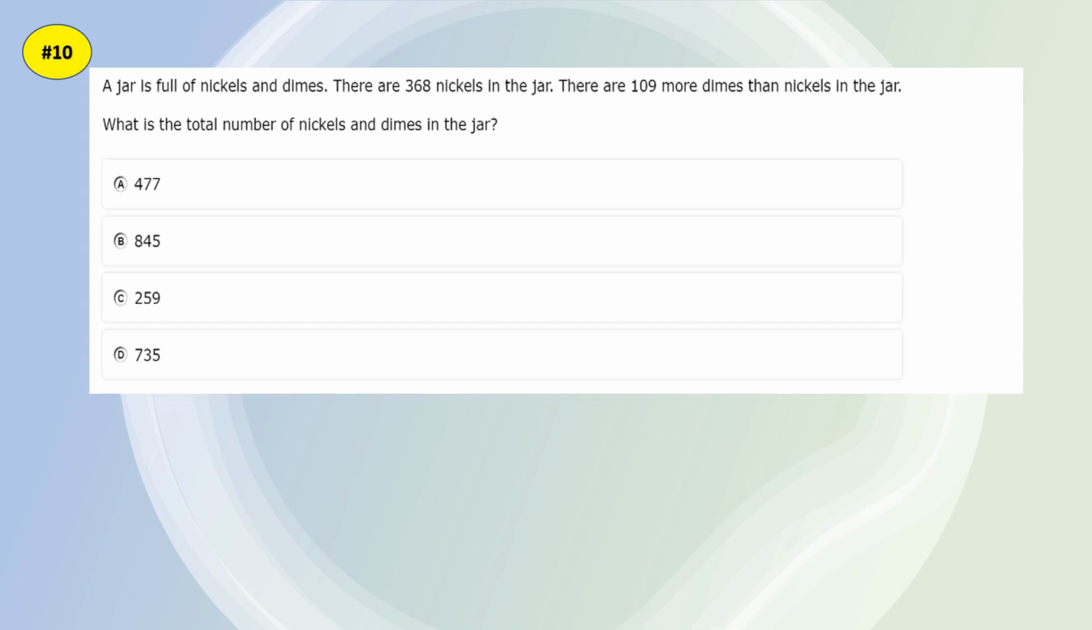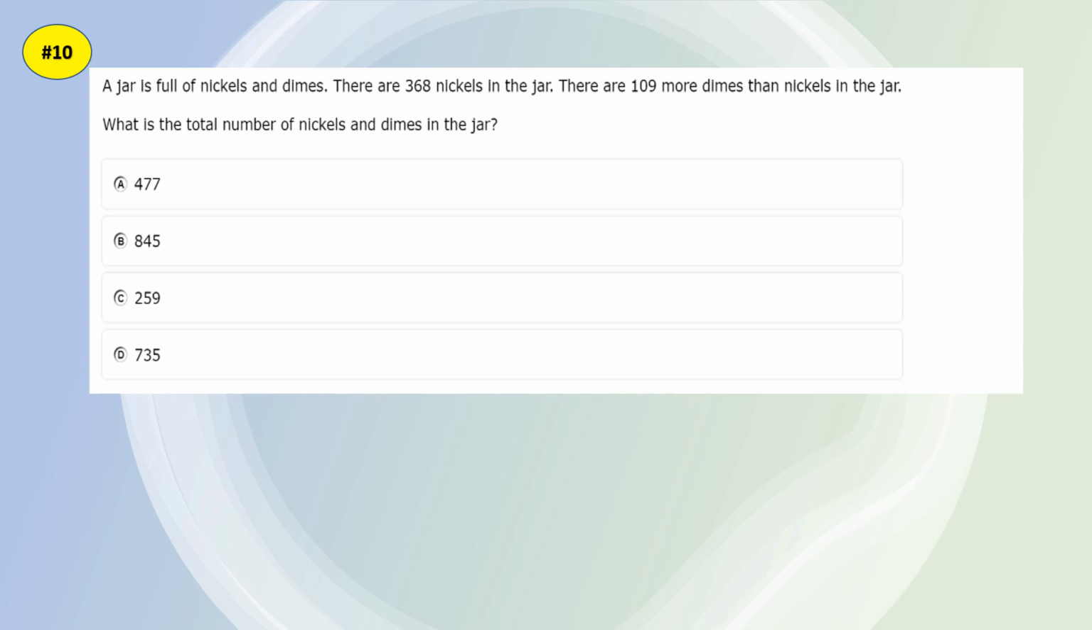Number 10 says, a jar is full of nickels and dimes. There are 368 nickels in the jar. There are 109 more dimes than nickels in the jar. What is the total number of nickels and dimes in the jar? This is a multi-step problem.